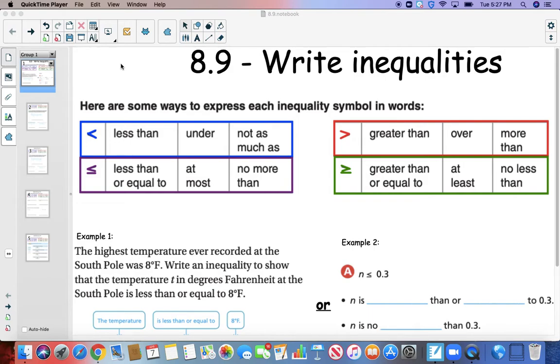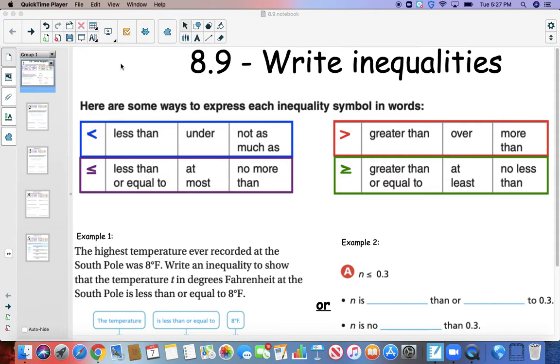Welcome to 8.9. We are going to be writing inequalities today. So yesterday you were figuring out if you would substitute with our variable, could we make this statement true? If it was true, it meant it was a solution. And if it's something that's not true, it's not a solution.